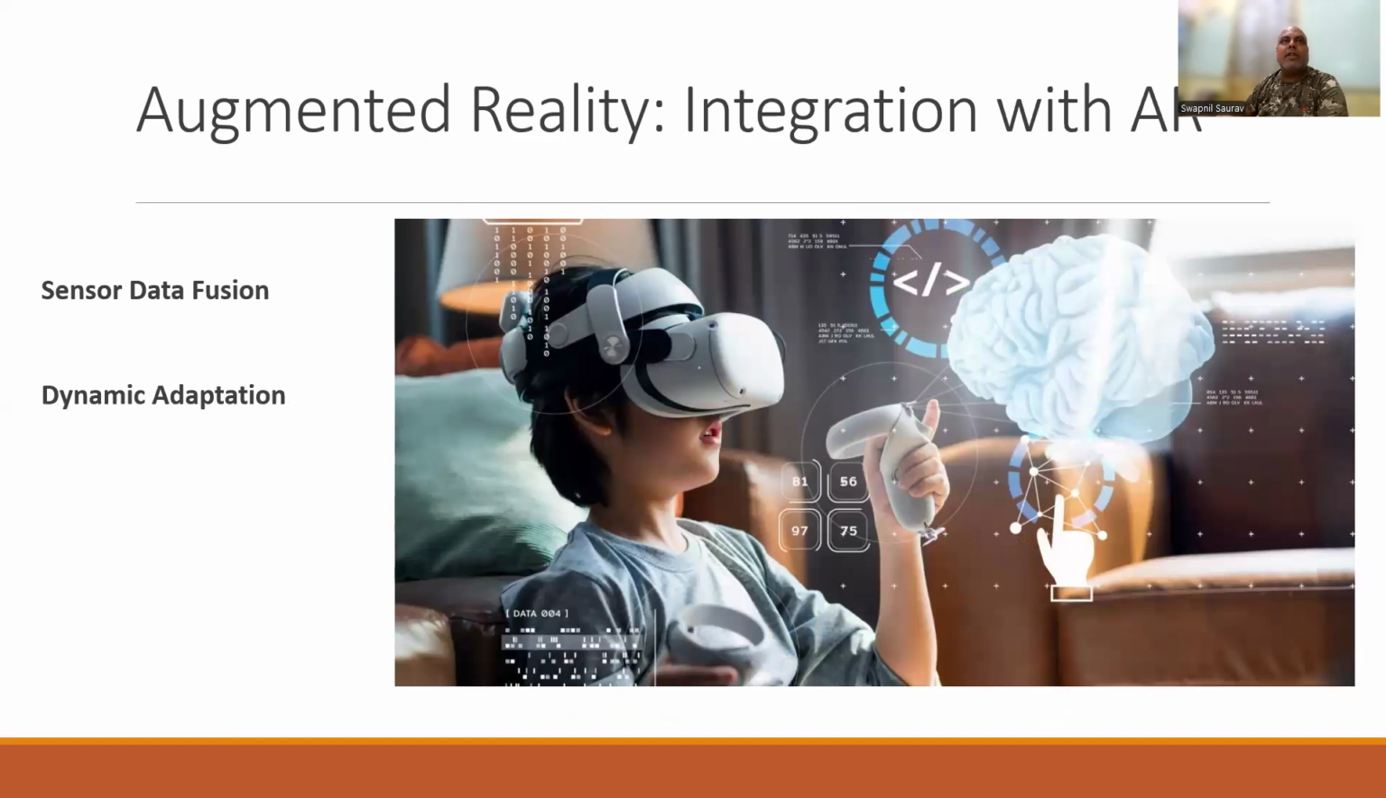Integration with augmented reality: sensor data fusion. AR systems rely on various sensors like cameras, accelerometers, and gyroscopes to understand the environment. So neuromorphic computing can integrate and process this multimodal sensor data in real time, improving the accuracy and responsiveness of augmented applications. Dynamic adaptation. Neuromorphic systems can adapt to changes in the environment dynamically, making the AR experience more responsive and realistic. This includes real-time adjustment to lighting, object occlusion, and spatial mapping.